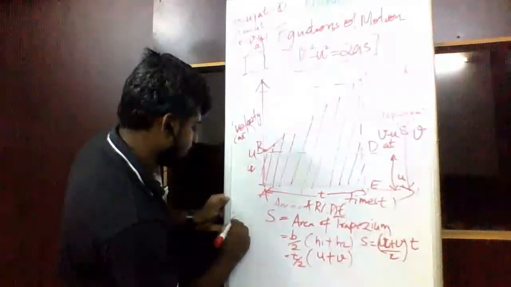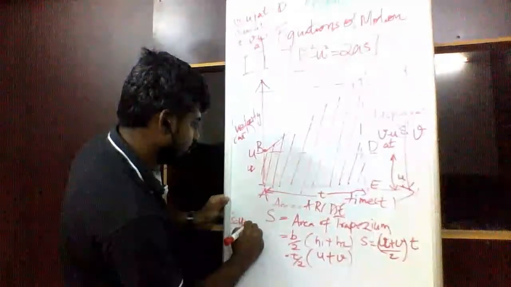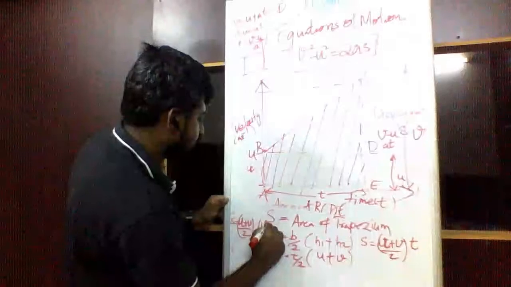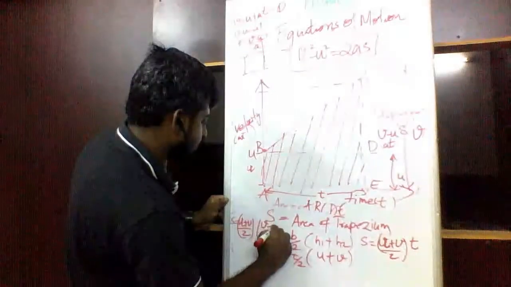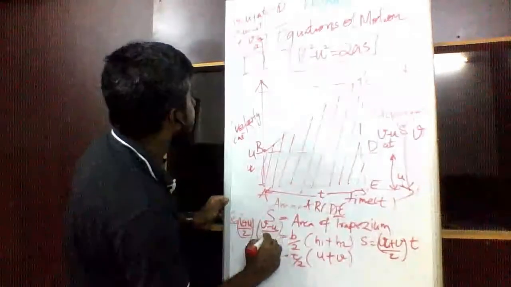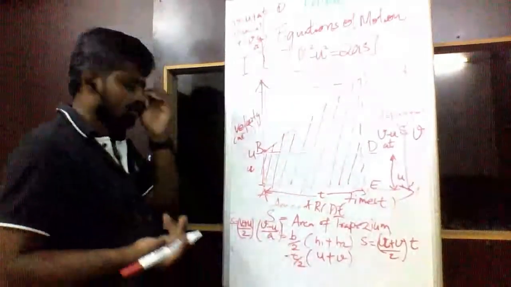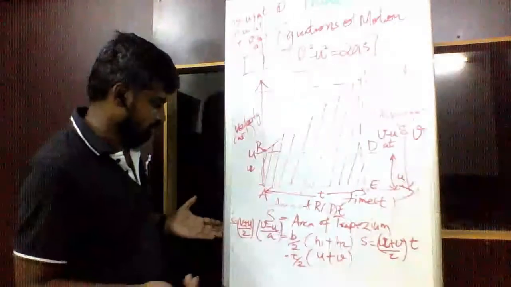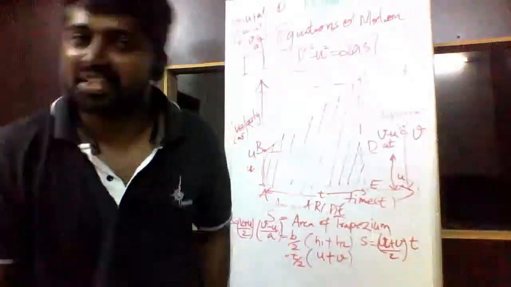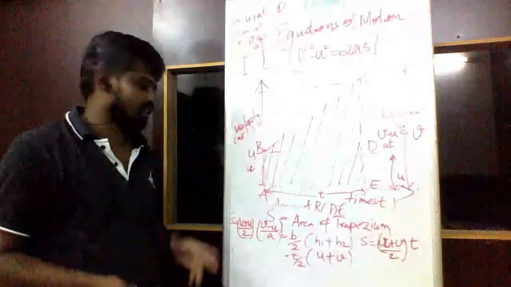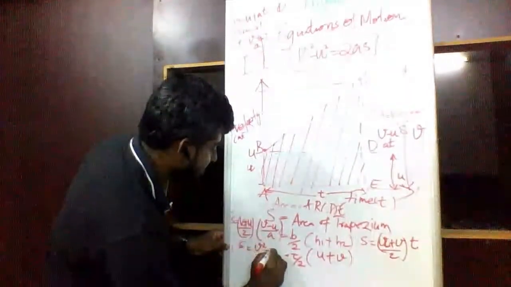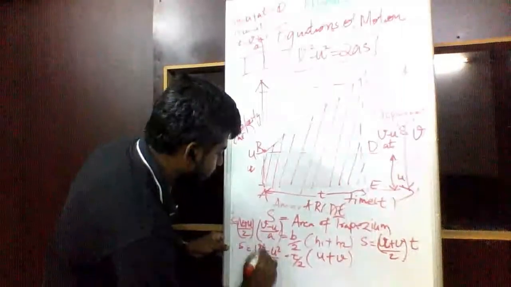S is equal to (U plus V) divided by 2. Instead of T, I am substituting (V minus U) divided by A. That's all. Done. V plus U into V minus U, what is that? A plus B into A minus B is A square minus B square. Simple. S is equal to (V square minus U square) divided by 2A.